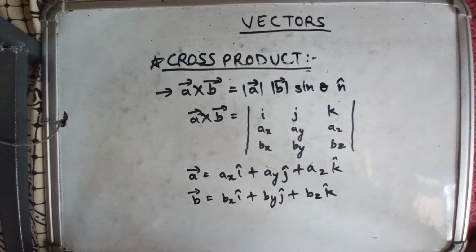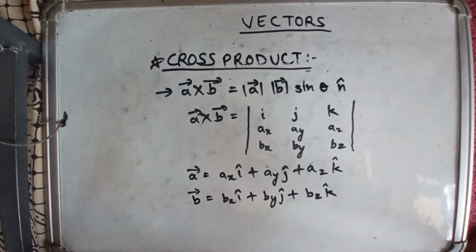Now, what is a cross product? A cross product is nothing but A cross B is equal to magnitude of A multiplied by magnitude of B multiplied with the sine theta, theta being the angle between the two, and importantly, n cap. N cap is the direction of A cross B. The vector which will be formed will be at 90 degrees to this direction.